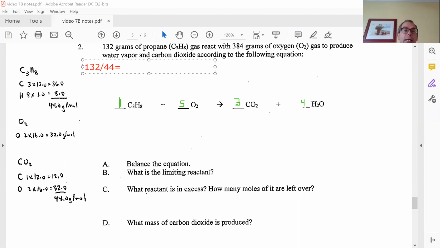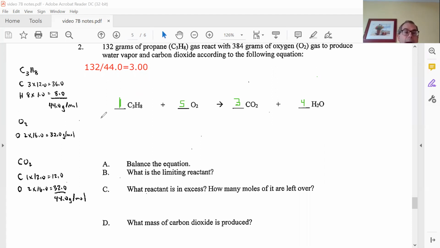And that's going to equal 132 over 44. I think that ends up being 3. But I'm going to keep my figures here and try to keep 3 significant figures. 132 divided by 44.0 equals 3.00 right here. Where did I get the 44 from? I did 3 times 12 for carbon, 8 times 1 for hydrogen. I got 44.0 grams per mole. So now I have 3.00 moles of C3H8.